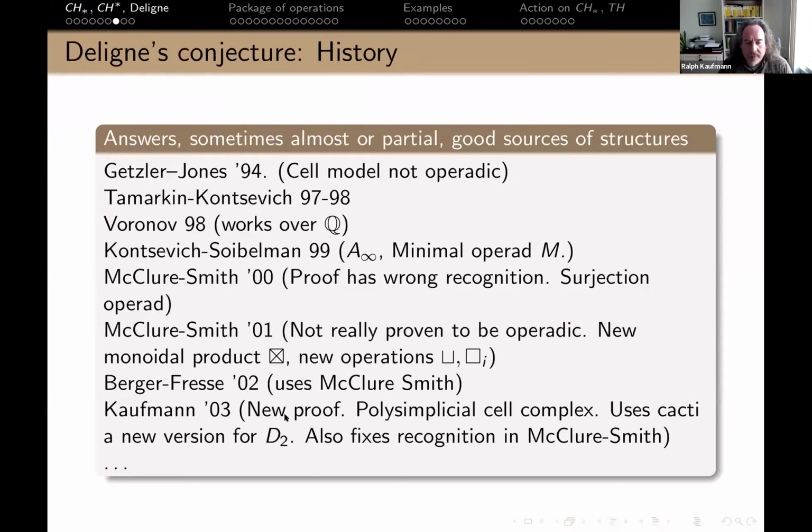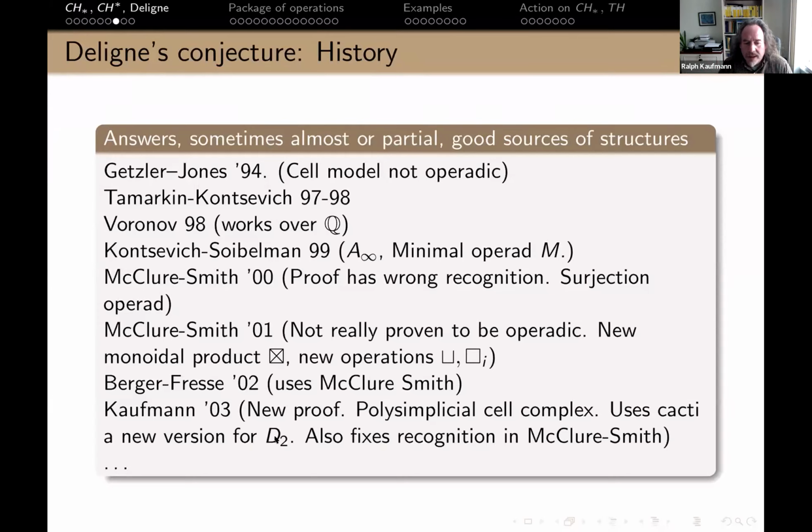And then at one point, I gave a new proof because I was interested in the little disks operad, and I found a new model for this using spineless cacti. Cacti were invented by Voronov. And this is really nice. So it realizes this combinatorial structure here of Kontsevich and Soibelman as a topological space very easily, just polysimplicial. So you have a cell complex, and that cell complex has cells which are just products of simplices. And then you can prove that that is a model of FD2, so that works.